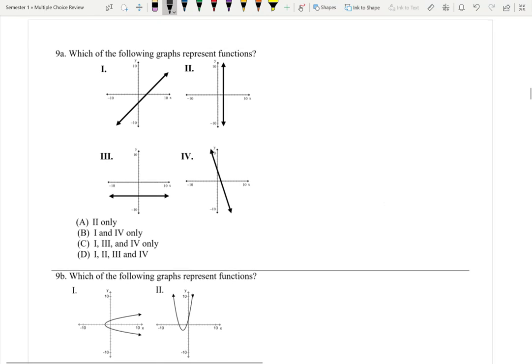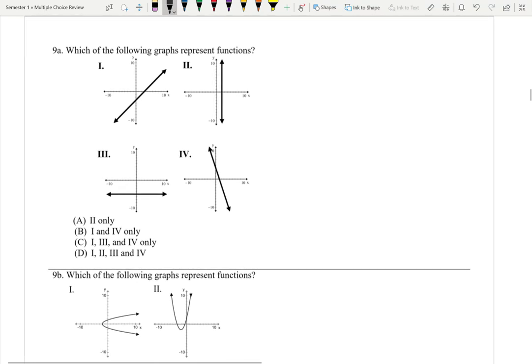Our next problem, 9. Which of the following graphs represents a function? And we're just going to do our vertical line test. So yes, it only crosses at one spot. No, it crosses at multiple spots. No. Yes, we only cross at one spot. And yes, we only cross at one spot. So the only one that's not would be 2.